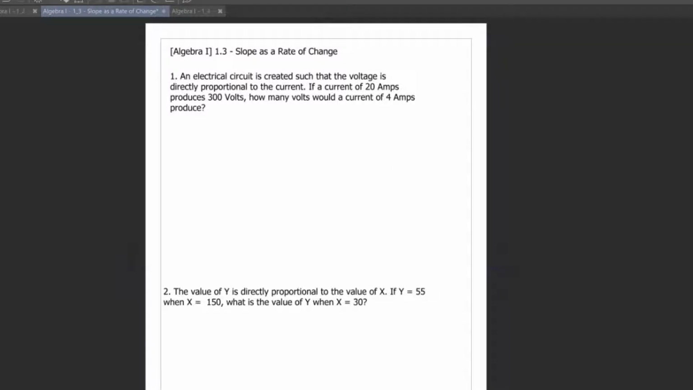Hey everyone, and welcome. Today we're going to look at an Algebra 1 topic. We're going to be reviewing Section 1.3, slope as a rate of change.